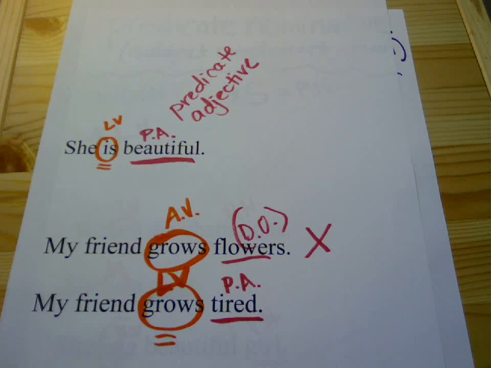All right, so we've introduced you to the predicate nominative, which is also called the subject complement noun, and the predicate adjective, and I believe that one is called the subject complement adjective. All right, so hopefully this answers your questions about them. Take a look at some of our other videos if you want to learn some more about your noun functions.